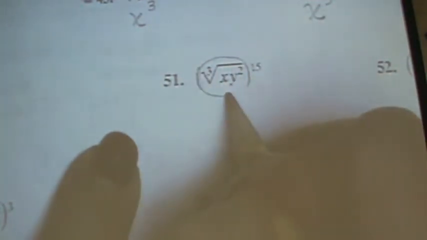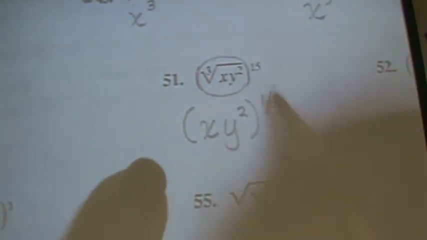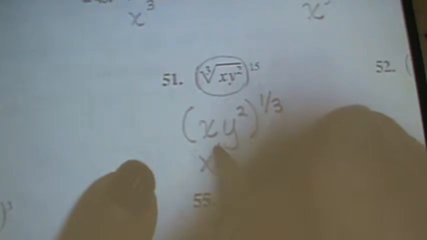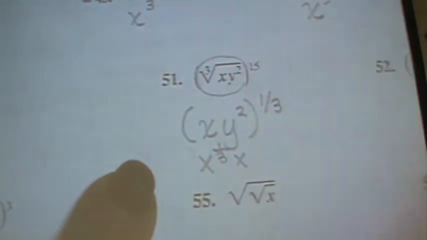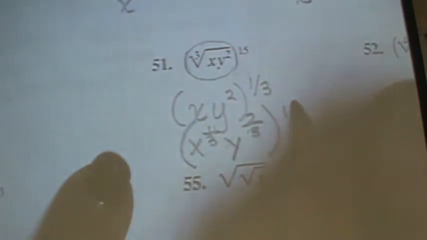Now this one, I would rewrite this piece first. So you've got x, y squared. All of this is to the 1/3 power. So if you distributed this, this would be x to the 1/3 times y to the 2/3. And you're going to raise all this to the 15th power.